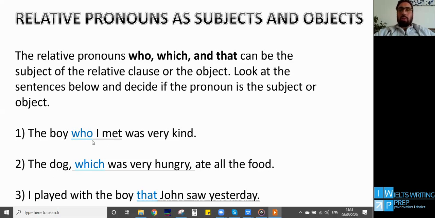Now, when we look at this relative clause, I've underlined the relative clauses. Who I met, which was very happy, that John saw yesterday. When we look at these three relative clauses and we look at the pronoun, can you work out if the pronoun who, which, or that is the subject of the relative clause or the object of the relative clause? What do you think? Put your answers in the chat box.